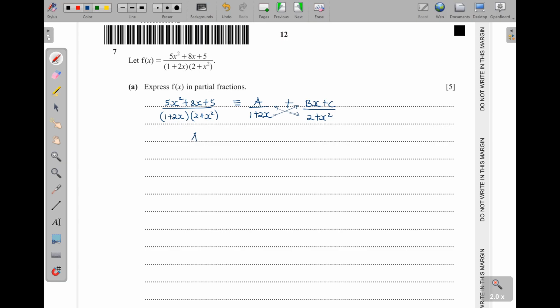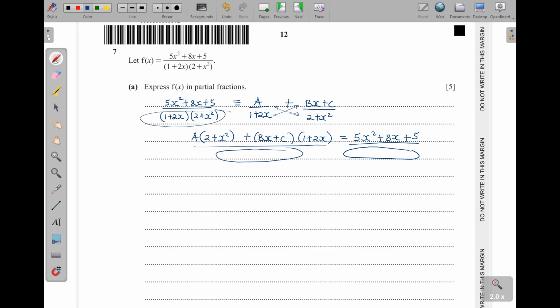Okay, so we have A into 2 plus x squared, then plus Bx plus C, then into 1 plus 2x, which is actually equal to the numerator 5x squared plus 8x plus 5, because all of them are over this one here. It will also be here. So they just cancel out. That's why we just equate that to the numerator. And then we look for values of x that are going to terminate terms here.